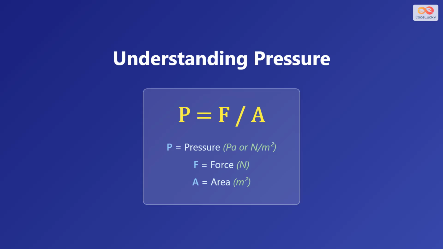Before we dive deeper, let's understand pressure. Pressure is defined as force divided by area. The formula is P equals F divided by A, where P represents pressure measured in pascals or newtons per square meter, F represents force measured in newtons, and A represents area measured in square meters. This relationship is crucial because it shows that the same force applied over a smaller area creates higher pressure.